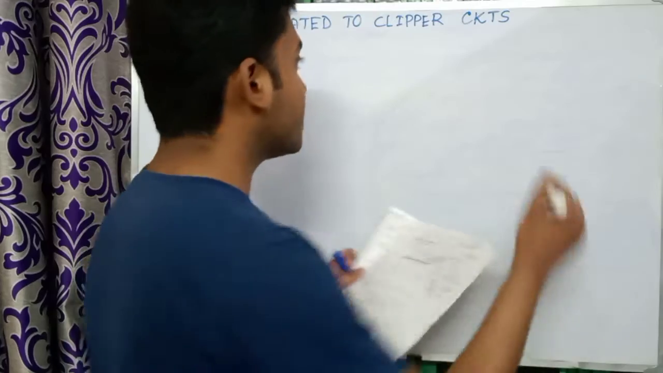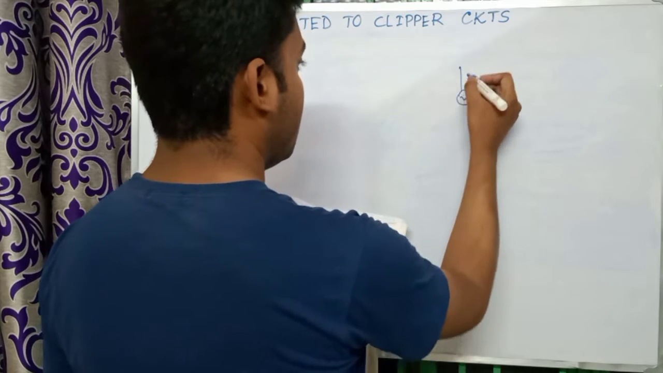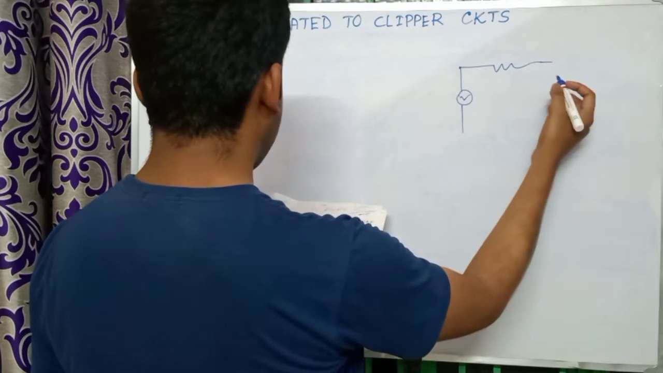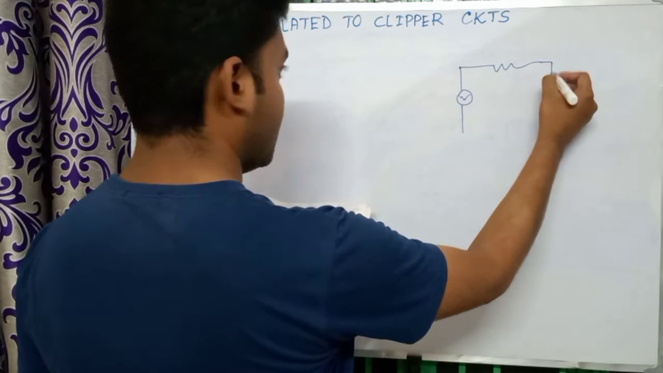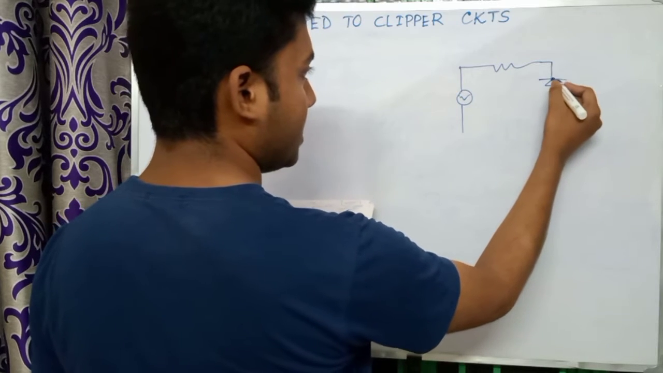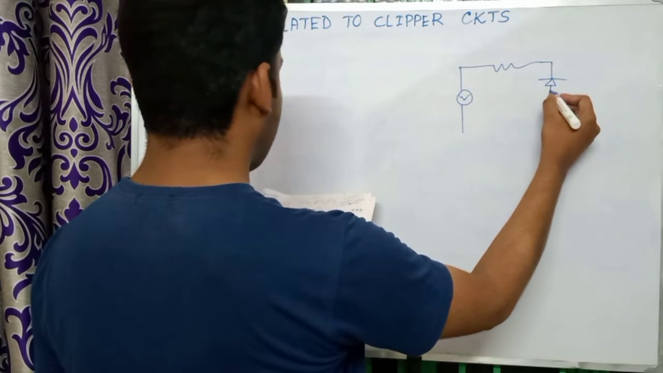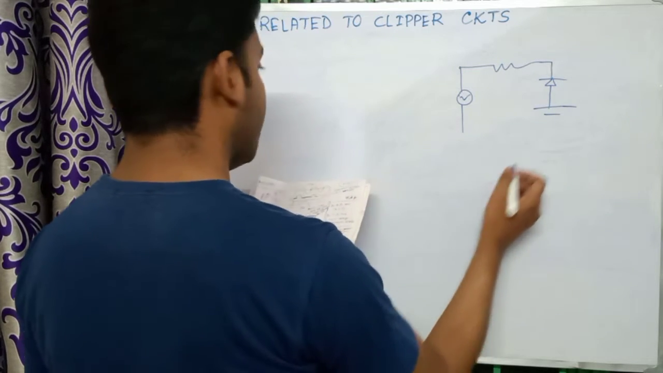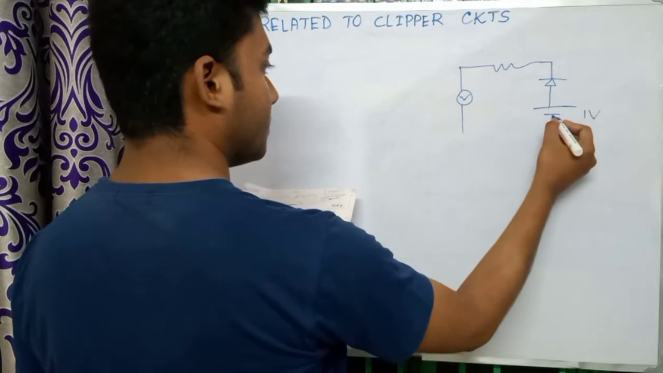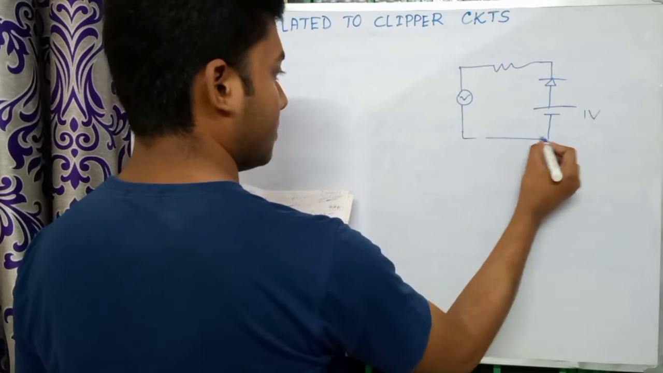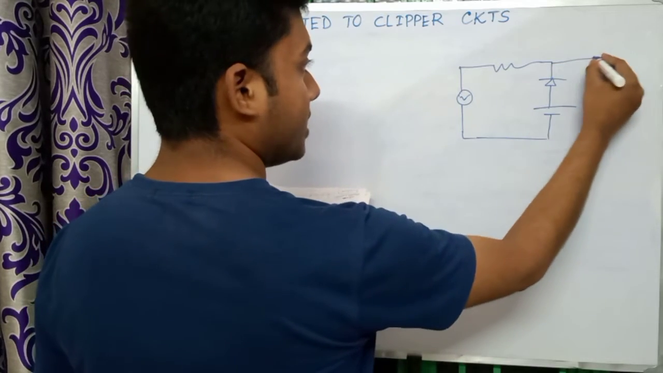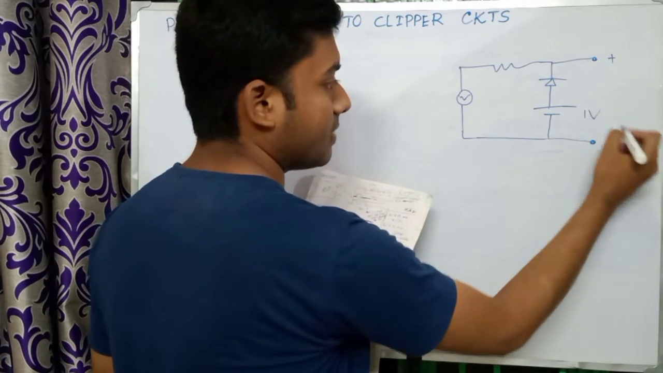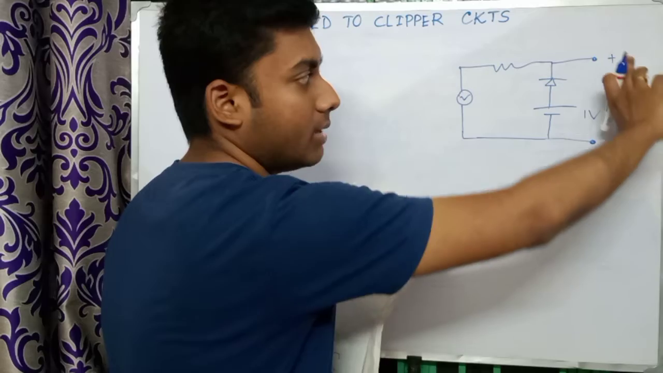So let's start. This is the circuit. Suppose this is our circuit, this is a resistance here, and here is a diode. This is the N terminal and this is the P terminal. Now here is a battery, this is the positive end, this is the negative end, and the voltage of the battery is 1 volt. And here this is the output. That means here this is plus and this is minus. We are measuring the output like this.